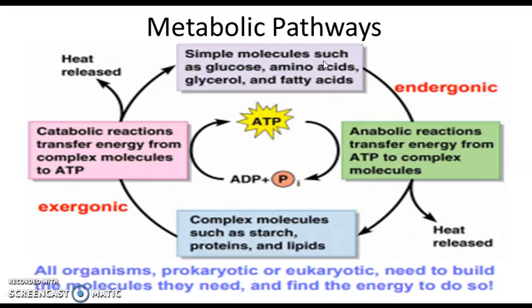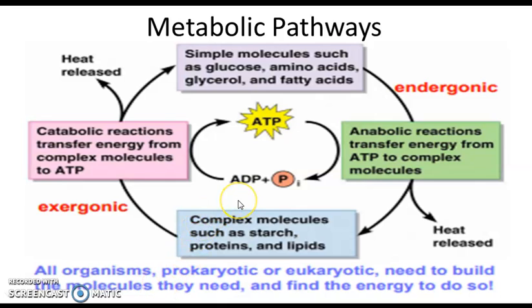For these small molecules, the energy is utilized for the anabolic reaction. So it is called endergonic, because the energy is utilized to make complex molecules, which means anabolic reactions. In this case also heat is released, and complex molecules such as starch, proteins and lipids are formed by the anabolic process using similar compounds. The complex molecule then breaks down into smaller molecules. During this breakdown, energy is released. That's why they are exergonic reactions.